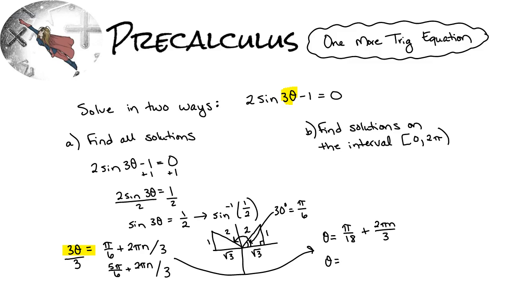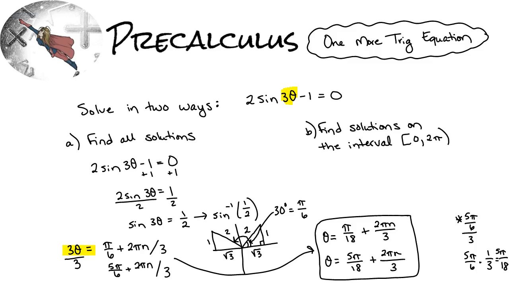And then the other thing that theta equals is 5 pi over 18, because, let me just write a little note, 5 pi over 6 divided by 3 is the same thing as 5 pi over 6 times 1/3. And that's how I'm getting 5 pi over 18. And then also for that one, it's plus 2 pi n over 3. So circling this, that would be the way that you would answer part A, which was asking you to find all solutions, because technically there is an infinite number of solutions, because you can just keep going around and around the unit circle and getting more and more answers.